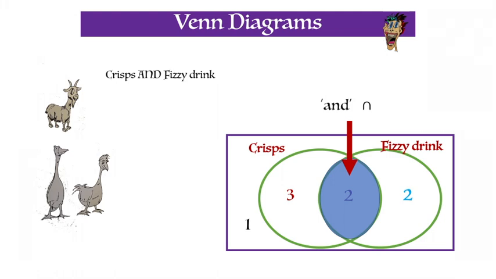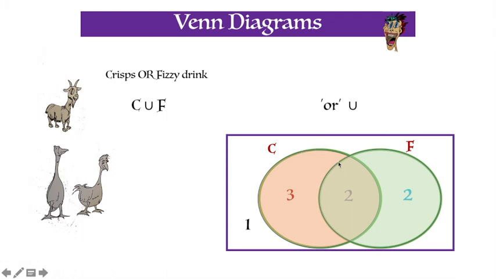Crisps and fizzy drinks. And we use it like that. We're going to say crisps, let's put the letter C for crisps and F for fizzy drinks. And so we can see here, this means crisps and fizzy drinks. The U is the "or" symbol. So here it's crisps or fizzy drinks. And notice this one guy here sits on their own.